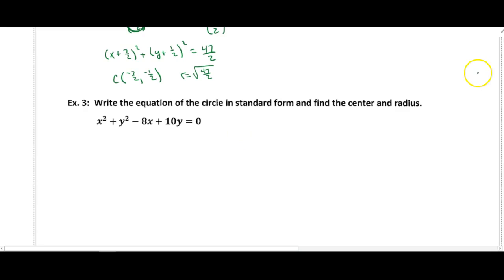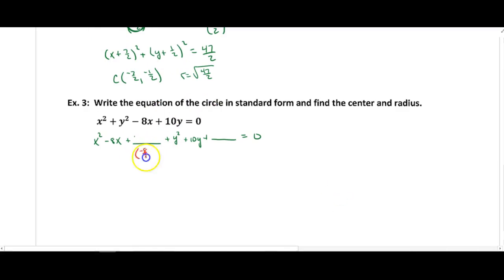So do me a favor, try example 3 on your own and come back and check your answer. So right away here, if I group the terms together, x squared minus 8x, I know I'm going to have to complete the square, so I'm going to add something. Then plus y squared plus 10y, again, I'm going to have to complete the square, equals 0. So right here, if I take half of -8 and square it, it's going to give me -4 squared, which is 16. I'm going to add the 16 to the other side right away.